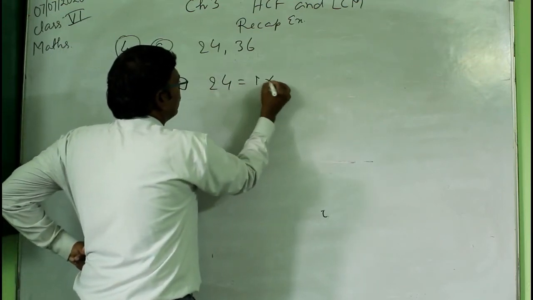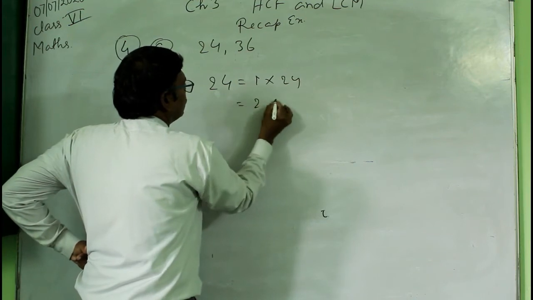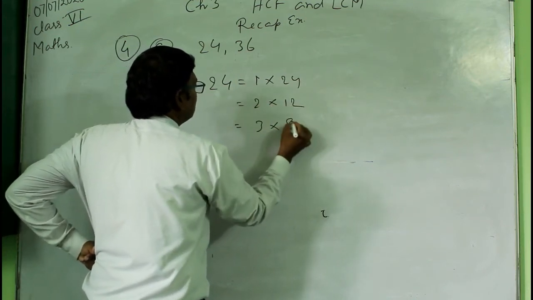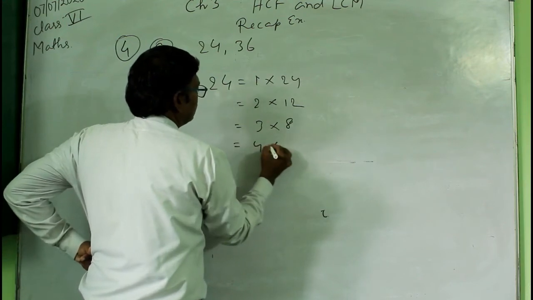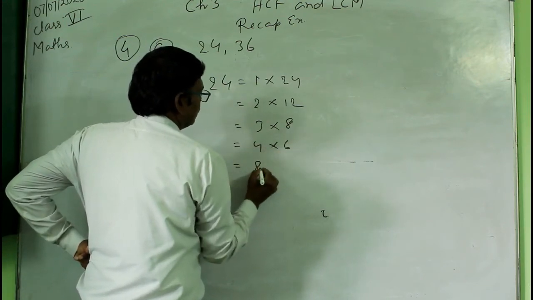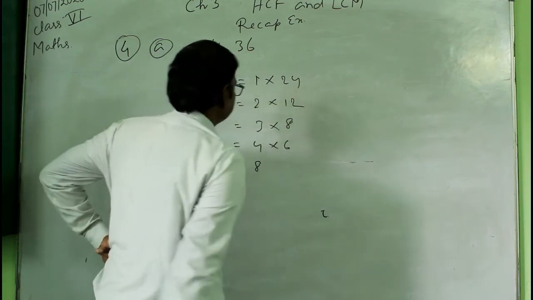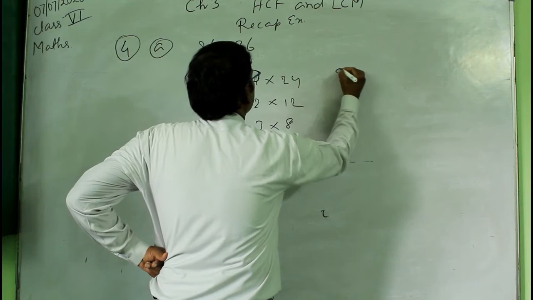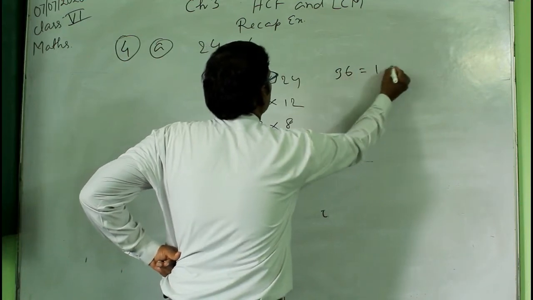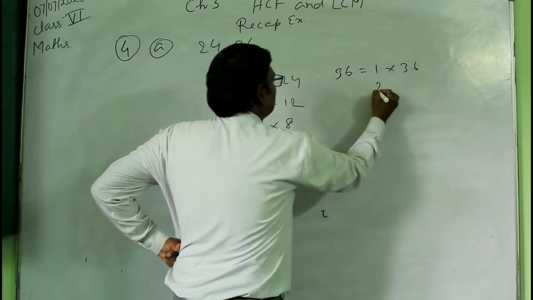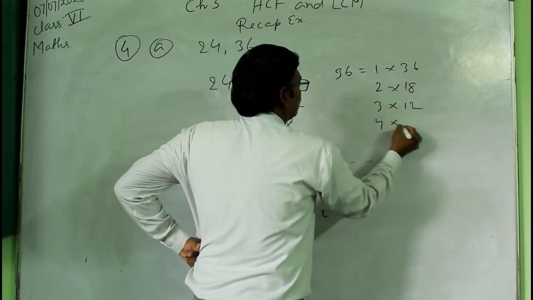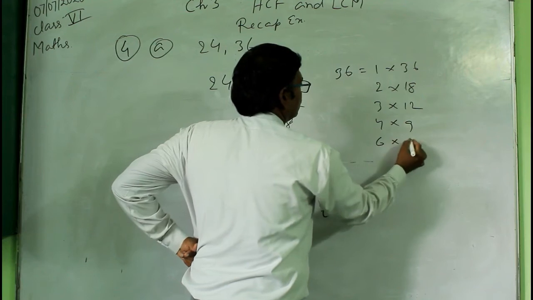24: 1 into 24, then 2 into 12, 3 into 8, then 4 into 6, then 5, then 6. Okay, now it is over. Next, 36. So again find the factors of 36. 36 equal to 1 into 36, then 2 into 18, 3 into 12, 4 into 9, 6 into 6.